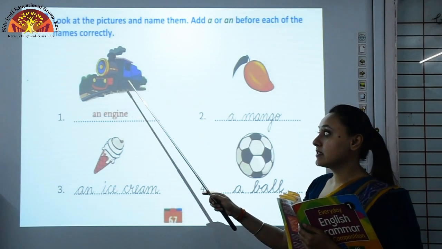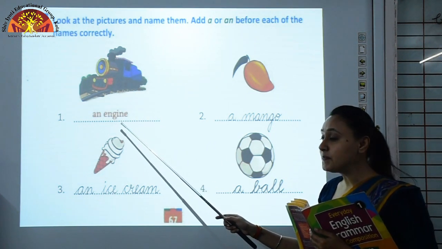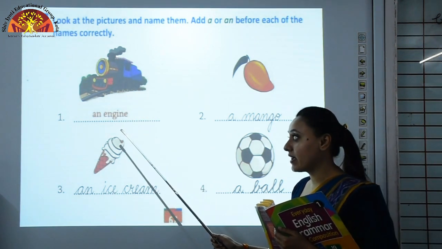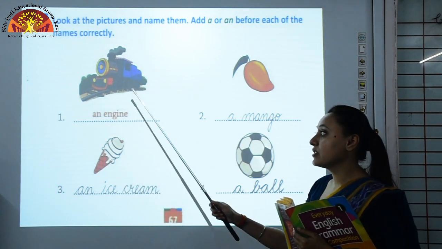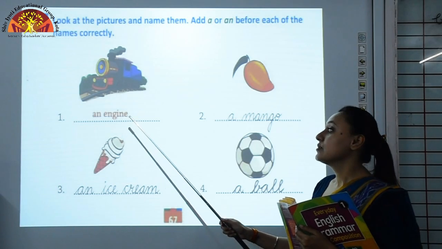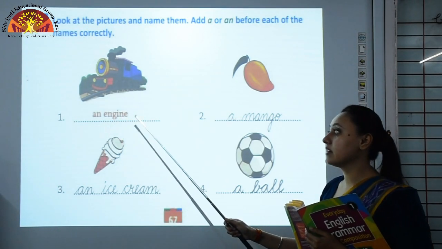Okay. So the first picture is done for you. Look at this. This is the picture of an engine. So we will write engine here. Then we have to check whether it is a consonant sound word or a vowel sound word. So engine is a vowel sound word. So we will write an before engine. Okay, we will add an before engine.